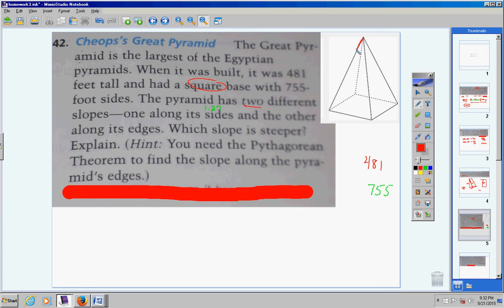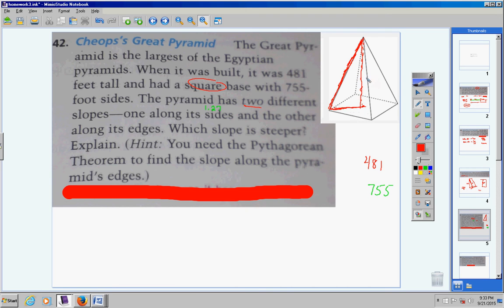I'm going to find the slope of this line here. So I've got my height going down, and my height's going to hit right here. Now, here's my right triangle. If I'm trying to find this slope, then I've got to draw a right triangle to find my rise over run.